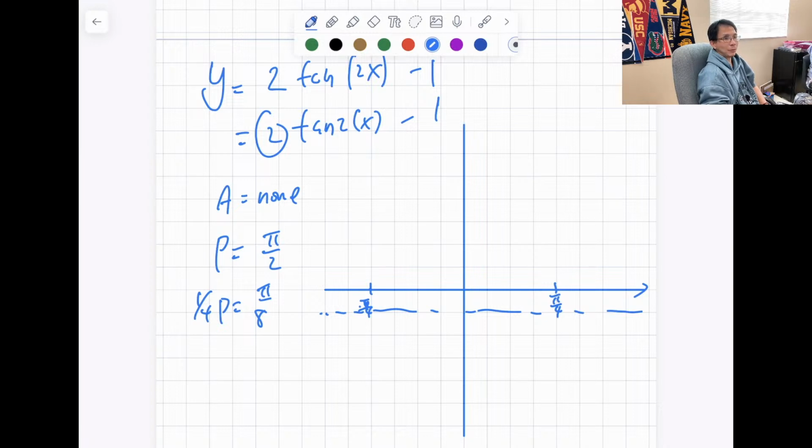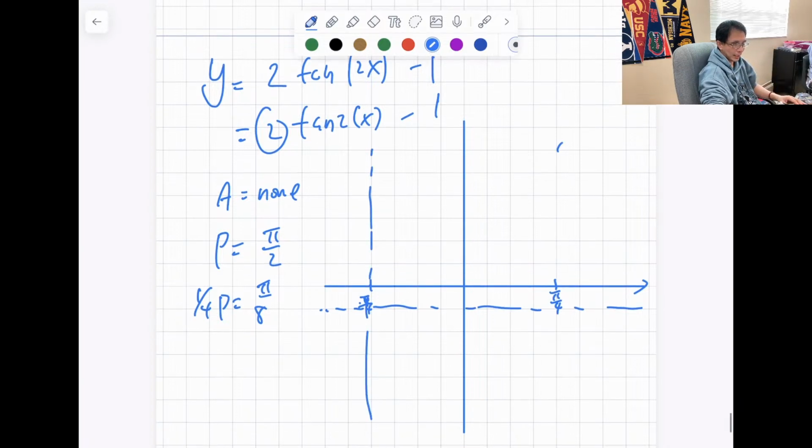So what's the asymptote going to be? The asymptote is going to be at negative pi over 4 and pi over 4. Do you see why? Because your period is pi over 2, right? So you're going to have to stretch both ways, pi over 4 and pi over 4. That's going to give you pi over 2. So that's going to give you an asymptote here, and that's going to give you an asymptote there. So I'm just going to graph one period here.